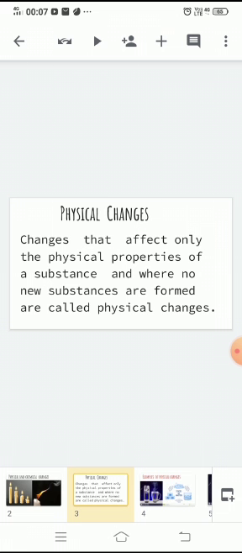Let us study about the physical changes. Changes that affect only the physical properties of a substance and where no new substances are formed are called physical changes. What are the physical properties of a substance? Size, shape and state. In physical change, no new substance is formed.